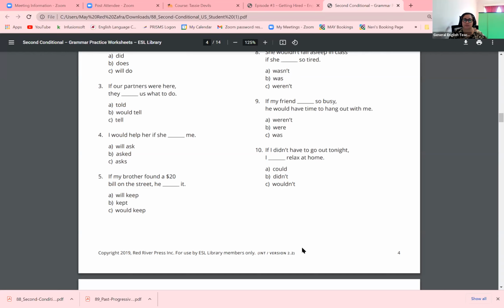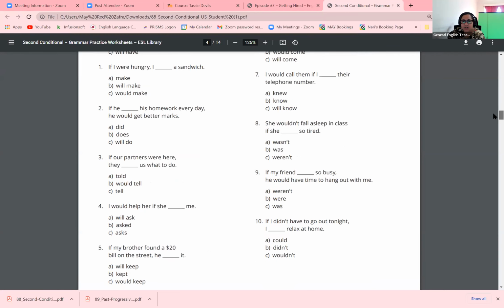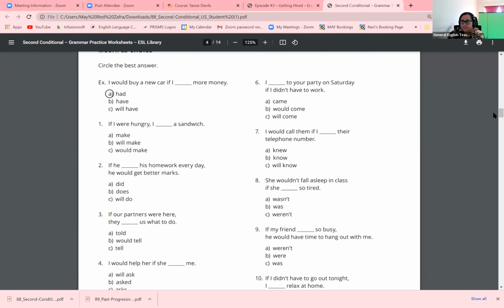If my brother found a $20 bill on the street, he would keep it. Good. All right, next. Number 6, Carol. I would come to your party on Saturday if I didn't have to work. Beautiful. Number 7, Mahachi. Marina. Number 7, I would call them if I knew their telephone number. Beautiful. Mayuko, number 8. She wouldn't fall asleep in class if she wasn't so tired. Number 9, Nahal.